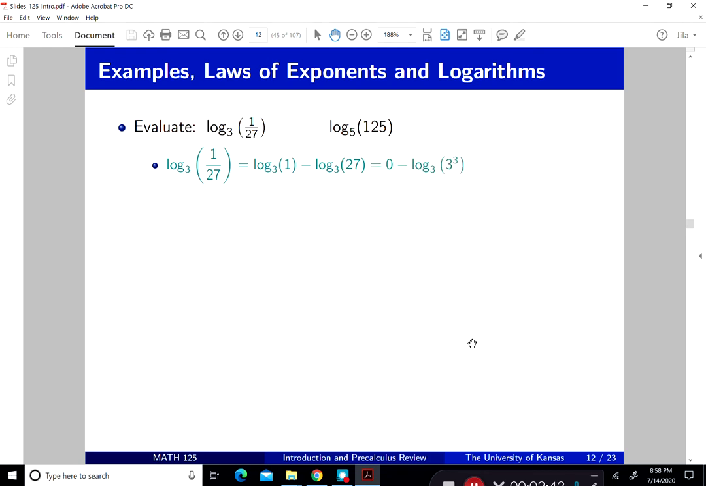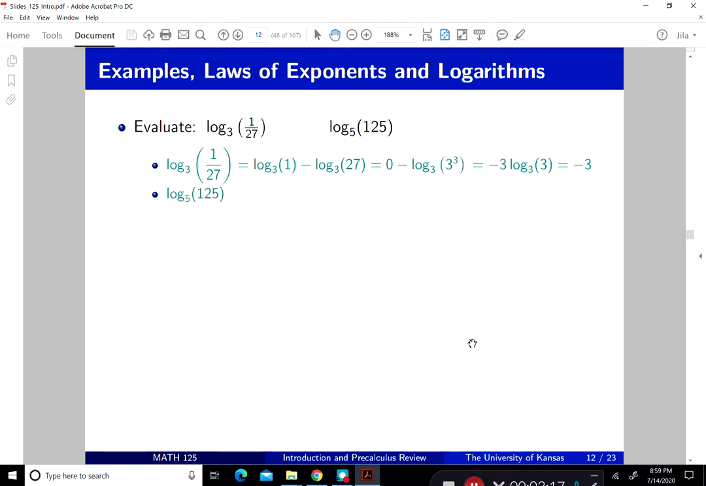Then 27 is 3 to power 3. Log base 3 of 1 is going to be 0. So we end up with 0 minus log base 3 of 3 to power 3. Now, inside the log, we have an exponent. So the exponent comes down and it becomes negative 3 log base 3 of 3. But we know what log base 3 of 3 is. That's 1.